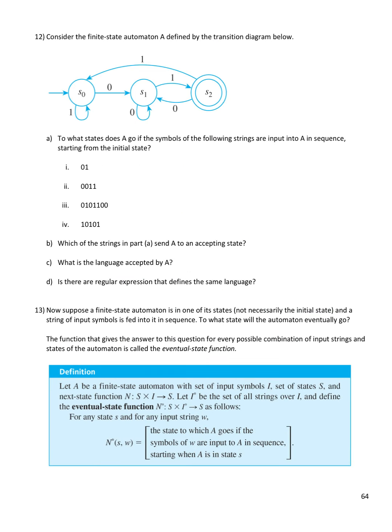For example, consider the finite state automaton A, defined by the transition diagram below. What state does A go to if the symbols of the following strings are input into A in sequence, starting from the initial state? So I'm going to start at my initial state S naught, and my inputs are going to be 0 and then a 1. So I follow the arrow for the 0, and then I follow the 1, and I land at S2.